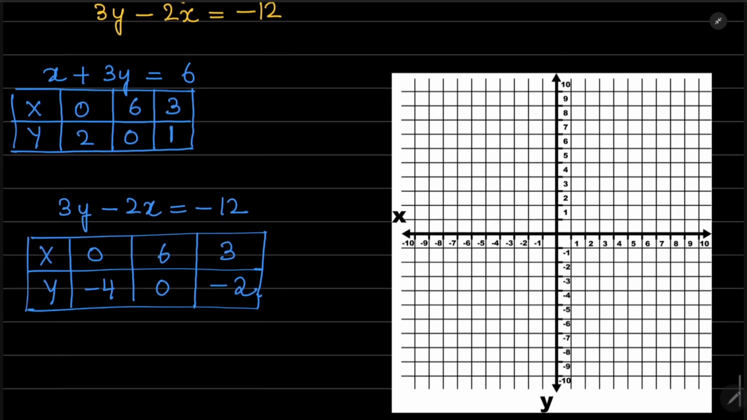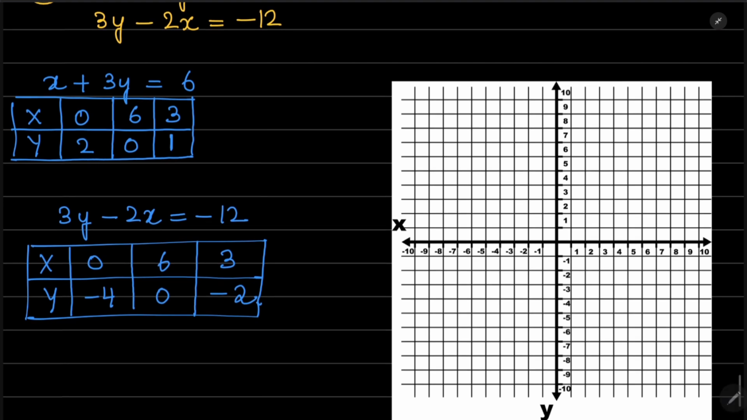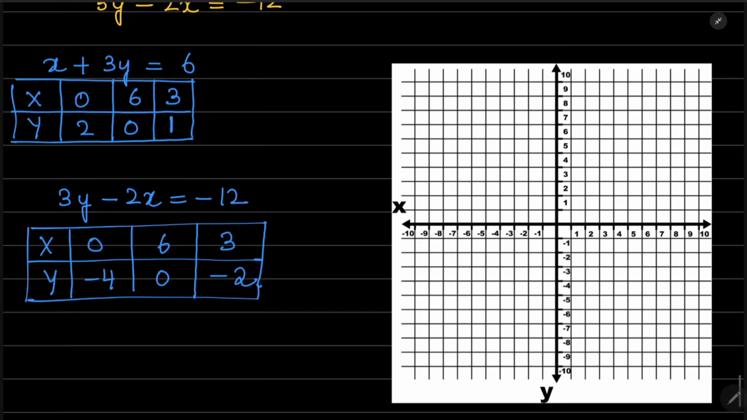Right? So now let us plot both the points. The first point is 0, 2. Where is your 0, 2? Let's plot the first line. So you have your x-axis and y-axis. This is your 0 point. 0, 2 is here. And then 6, 0. So your 6, 0 is going to be here. This is your first line. And then 3, 1 is this point.